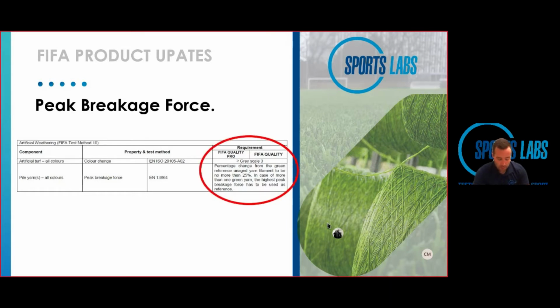As you can see here, the new requirement is that the percentage change from the green reference unaged yarn filament is to be no more than 25%. In the case of more than one green yarn, which is very common, the highest peak breakage force has to be used as the reference yarn.